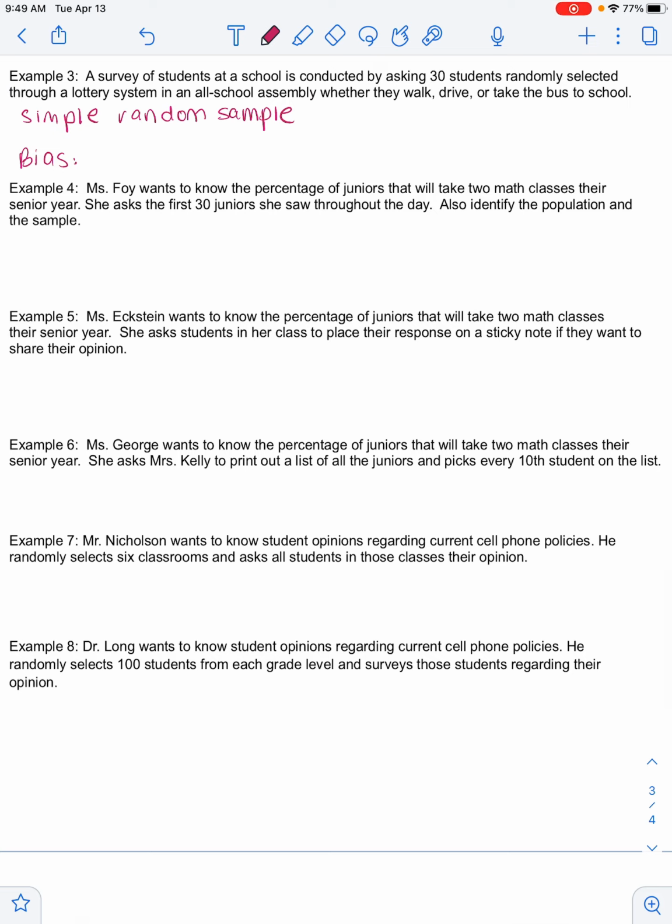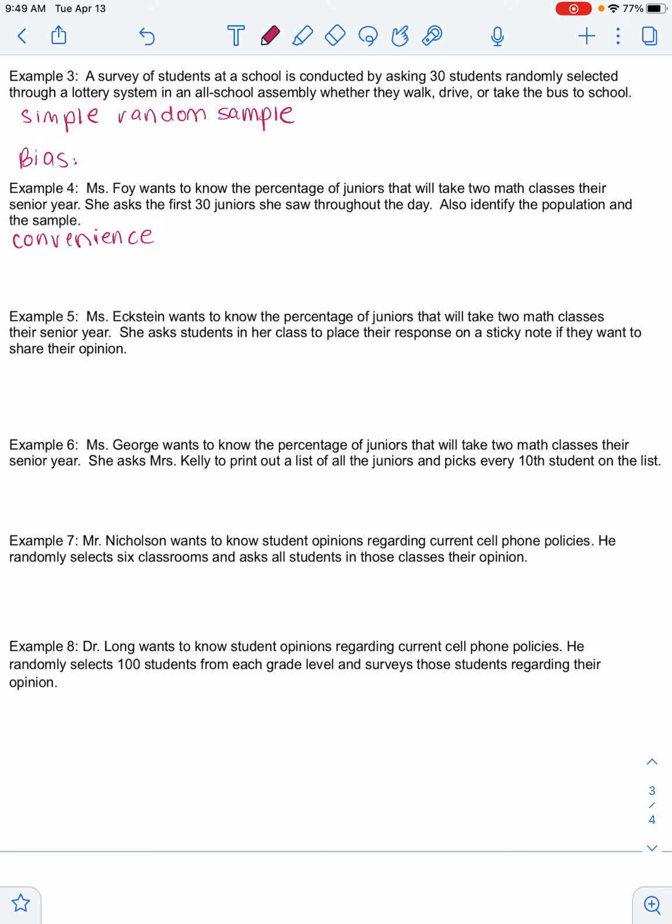Example 4, Miss Foy wants to know the percentage of juniors that will take 2 math classes their senior year. She asks the first 30 juniors she saw throughout the day. This would be an example of a convenience sample. And the reason is because she just asked the first 30 people that she saw. That was very easy. There wasn't a lot of effort put in to make sure she really got a random sampling of the juniors. Now, in this one, we also want to identify the population and the sample.